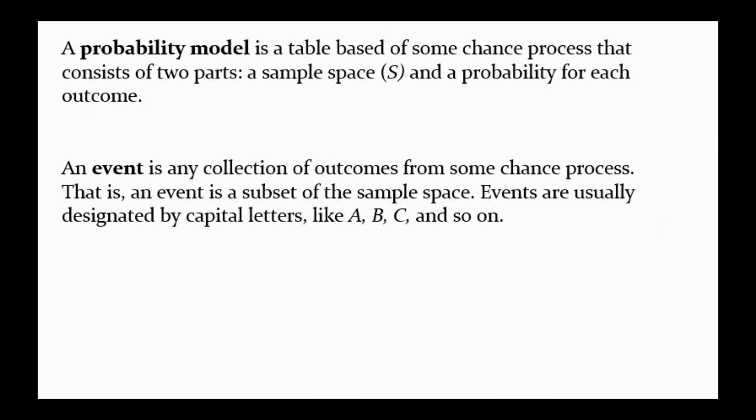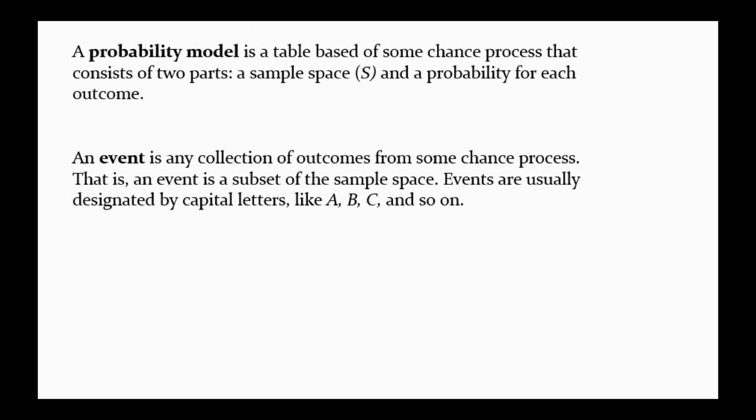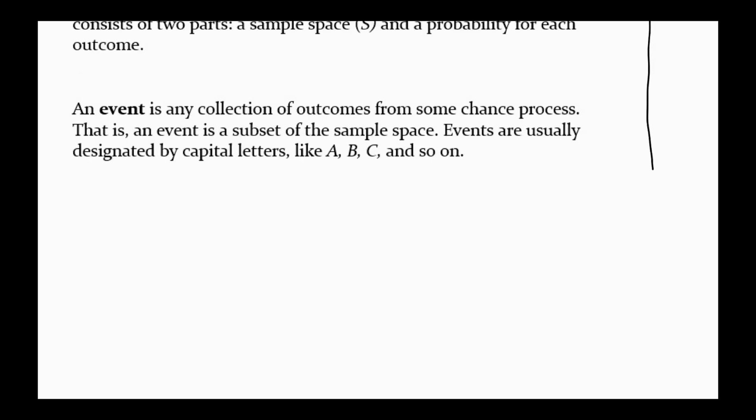Probability model. A probability model is a table based on some chance process that consists of two parts: the sample space and the probability of each. So I'll do a quick one right here. One of them is the sample space, flipping two coins. What are the possible things that could happen if I flip two coins? 4 things that could happen. We just said that, right? We listed them up here, right?